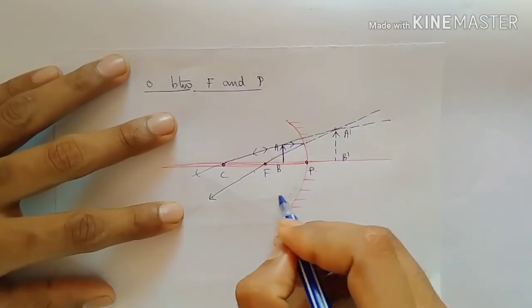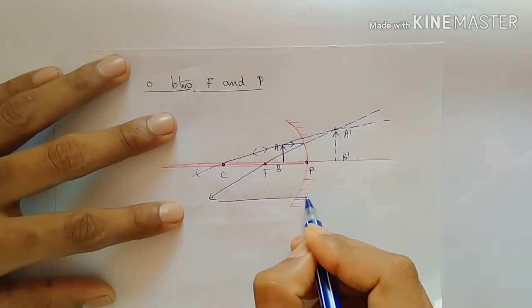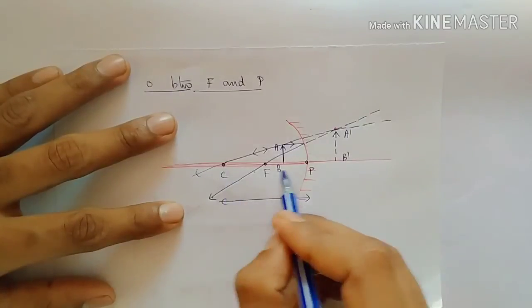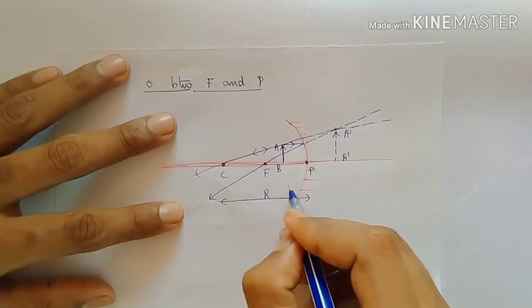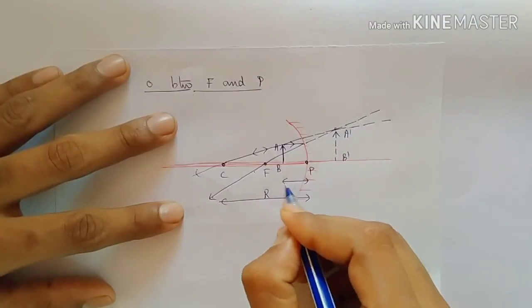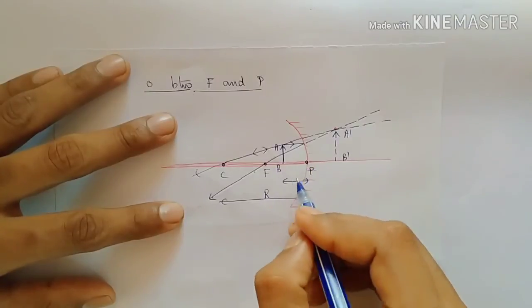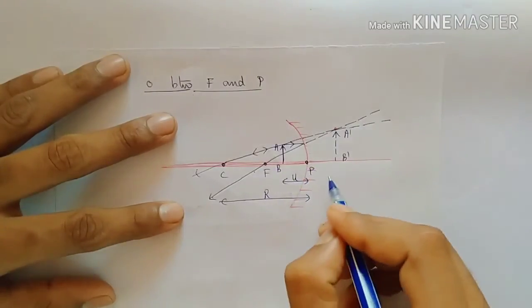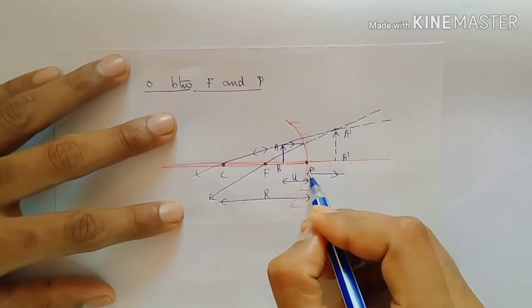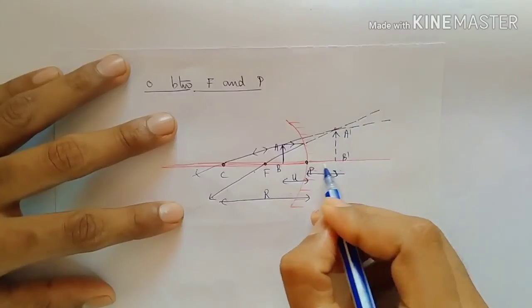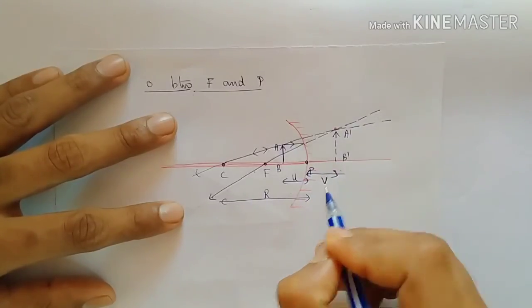Then if we are marking all the distances, this distance is the distance between center of curvature and pole. It is our radius of curvature. This distance is the distance between object and pole. It is object distance. And this distance is the distance from image to the pole, and this is image distance V.